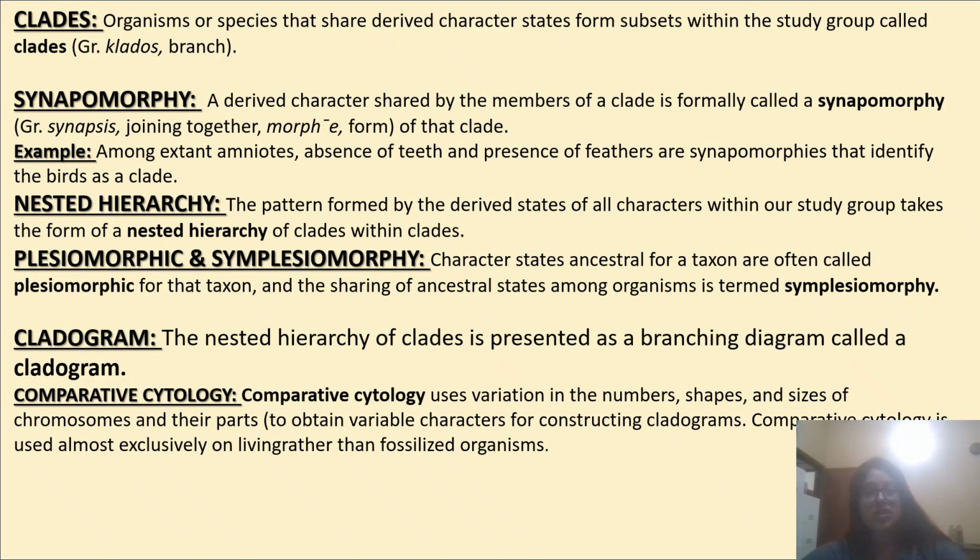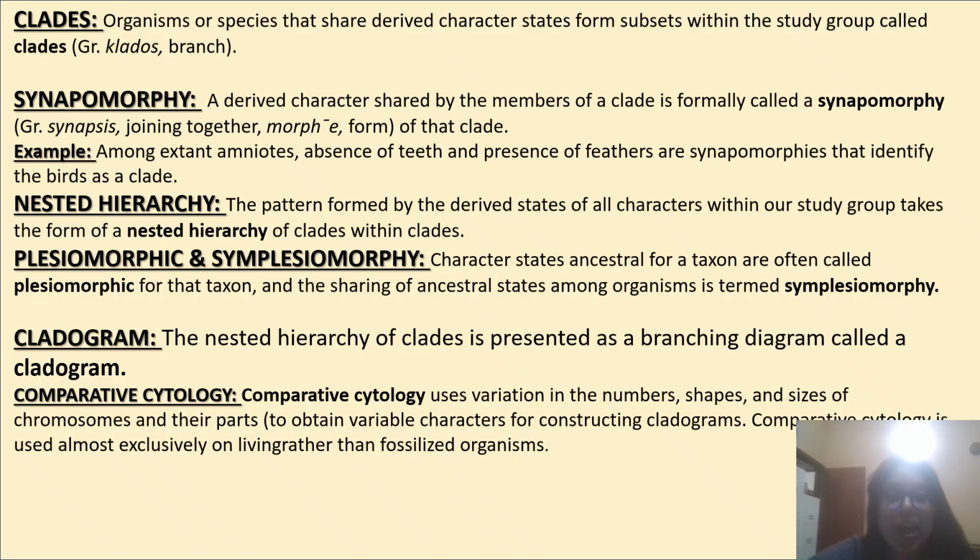Next, clades. Organisms or species that share derived character states form subsets within the study group called clades. Greek klados means branch. Next, synapomorphy. A derived character shared by the members of a clade is formally called a synapomorphy. Greek syn means joining together and morph means form. Example, among the extant amniotes, absence of teeth and presence of feathers are synapomorphies that identify the birds as a clade. Next, nested hierarchy. The pattern formed by the derived states of all characters within our study group takes the form of a nested hierarchy of clades within clades.